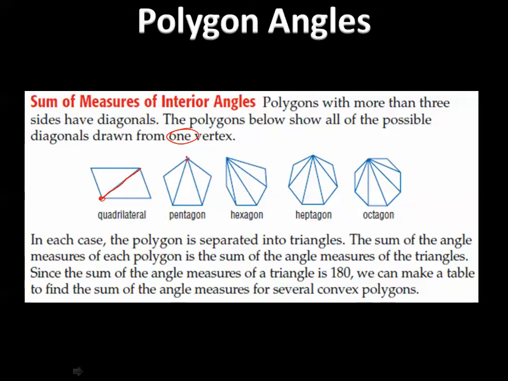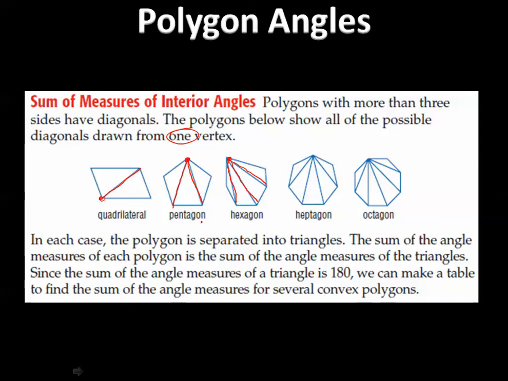So I'm going to start here, and I'm going to draw one diagonal. In this pentagon, they started right here, and they drew this diagonal, then they drew this diagonal. It's important that you know you're only going from one vertex. In this hexagon, when you get to a hexagon, they all look like clams. There you go. That's how it works.